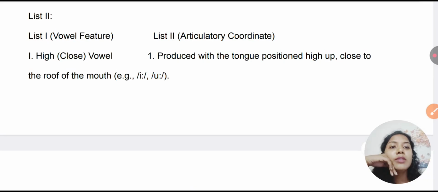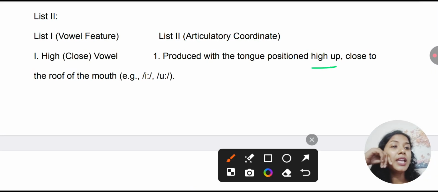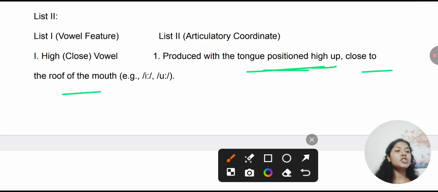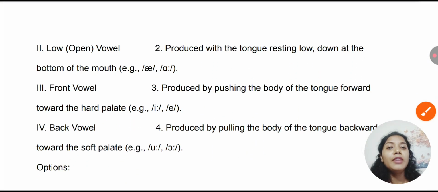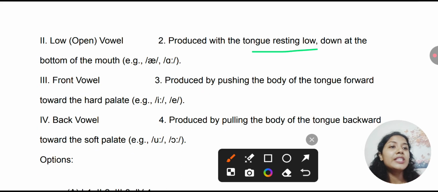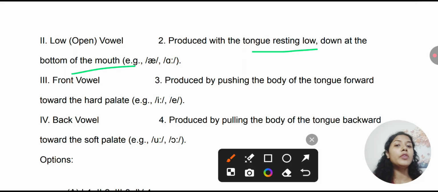So high close level is produced with the tongue position high up close to the roof of the mouth, like when you say "ee" or "oo". Okay, tongue position. When our tongue position is high, low, rounded, touching, so this is the high close vowel. Then we have low open vowel, produced with the tongue resting low down at the bottom of the mouth when we say "a". So here the tongue position is low, touching the bottom. Front vowel, produced by pushing the body of the tongue forward, like when we say "ee". So with "ee" our tongue comes to the front, in front of our teeth, touching the teeth.